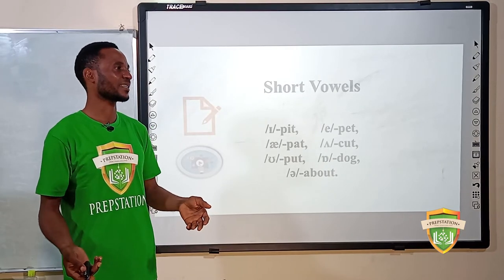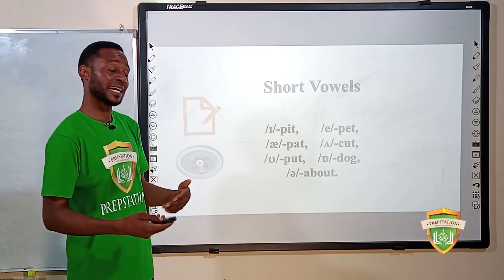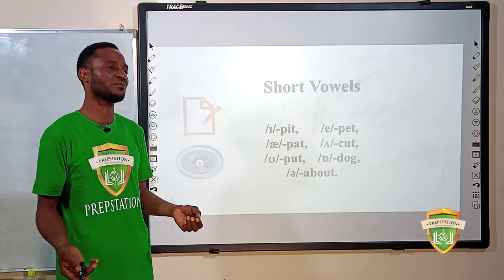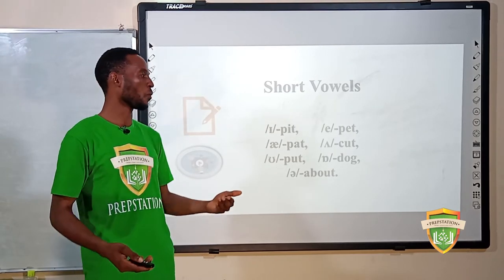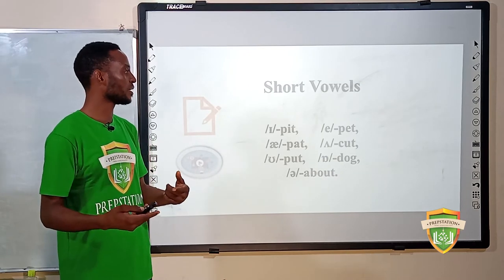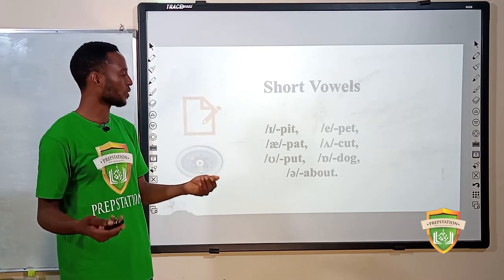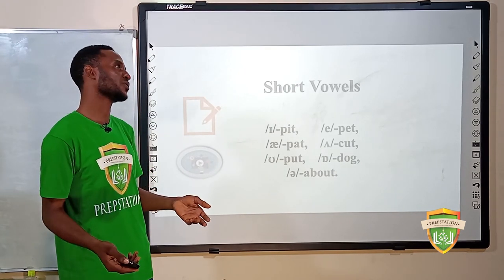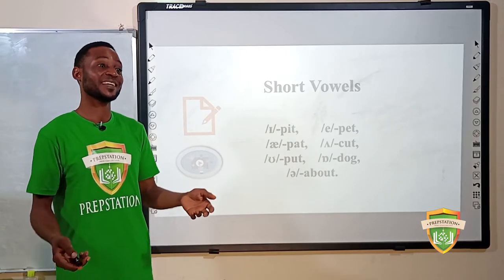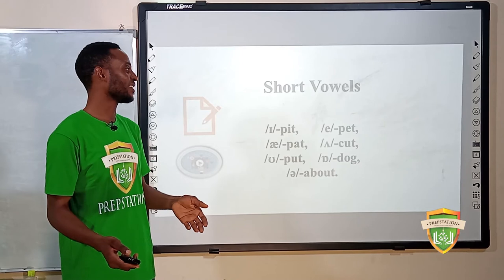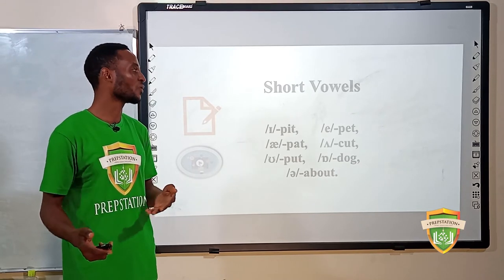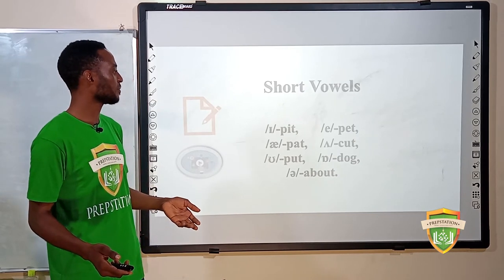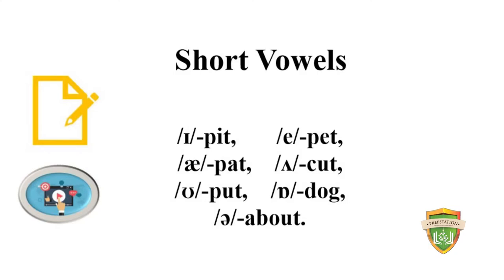Another thing is that for time factor, we may not be able to treat them, but I want to pick some of them that are of significant importance as far as these exams is concerned. So I want us to look at short vowels, start with short vowels. We call them short vowels because they are short. That's just the truth. They are not as long as the long vowels. So in this case, I want us to look at 7 of them here, the short pure vowels.